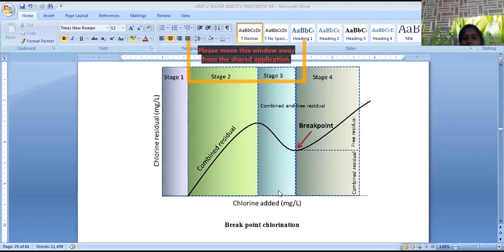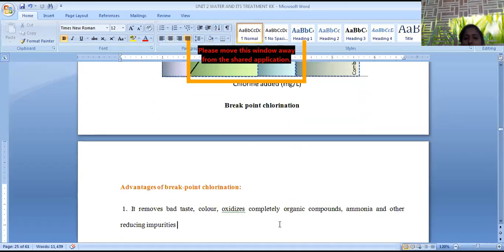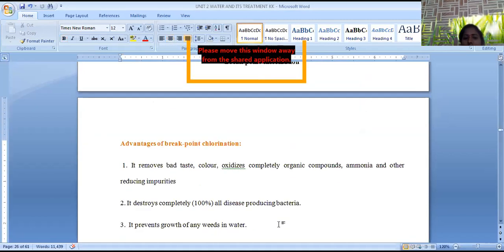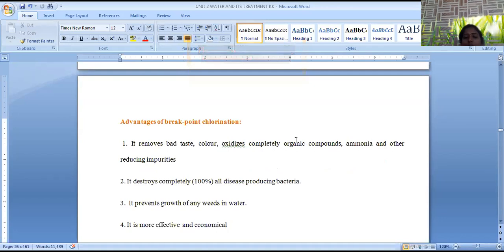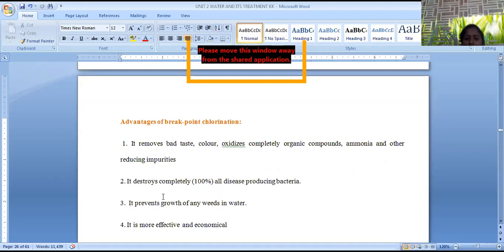That's why it is more advantageous compared to the remaining methods. Let us discuss the advantages of this breakpoint chlorination. It avoids any bad taste present in the water sample, and color can be destroyed. Chlorine is a decolorizing agent and completely oxidizes organic impurities present in the water, and removes ammonia and related impurities. And whatever pathogens are present, all are removed with 100% efficiency, irrespective of the type of bacteria or virus. All kinds of pathogens can be removed by this chlorination process.